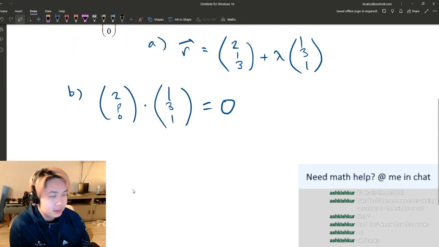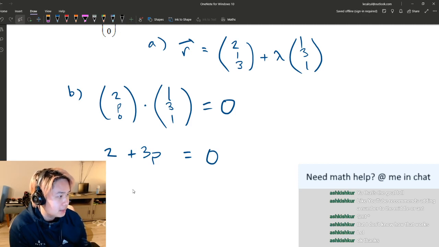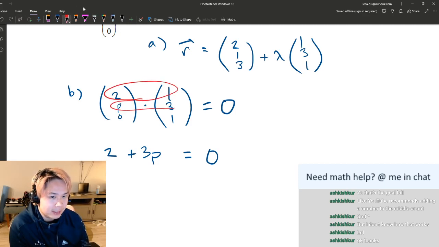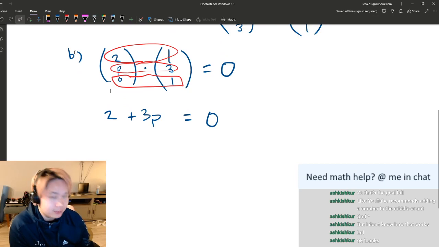And then, in other words, 2 plus 3p needs to be equal to 0. This is the other definition of dot product, where you multiply each corresponding component together and then you add them up. And then from here, it's pretty straightforward to find out what p is. Negative 2 over 3.